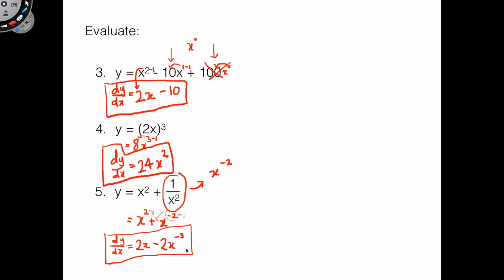Now, most people are fine if you just leave it like that, but if you wanted to take it a little step further, you could write that this is the same thing as 2x minus 2 over x cubed. Both are equally valid answers, and you should get the same credit for both of them.